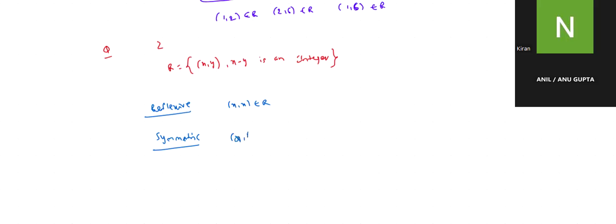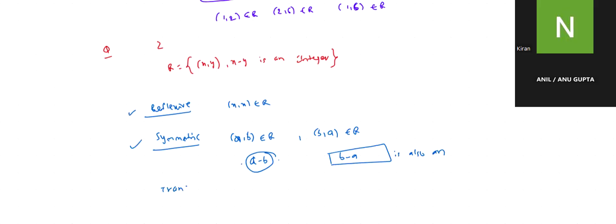What does this mean? a minus b is an integer, correct? Then if you take (b, a), what does it mean? That b minus a is an integer. If a minus b is an integer, then its negative is also clearly an integer. They didn't mention positive or negative, right? It is also an integer. Reflexive, symmetric, transitive.